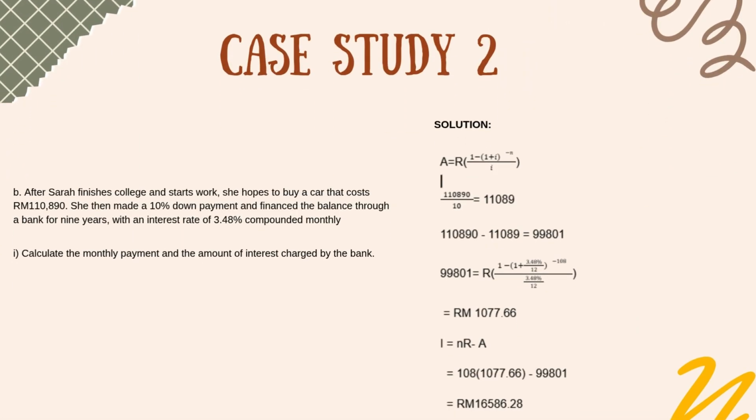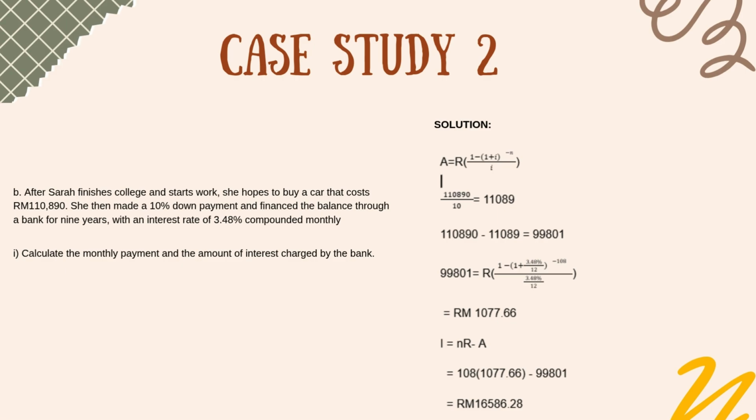1,938.20. Case study 2B. After Sarah finished college and started work, she hoped to buy a car that cost 110,819 ringgit. She then made a 10% down payment and financed the balance through a bank for 9 years with an interest rate of 3.48% compounded monthly. Point 1. Calculate the monthly payment and the amount of interest charged by the bank.